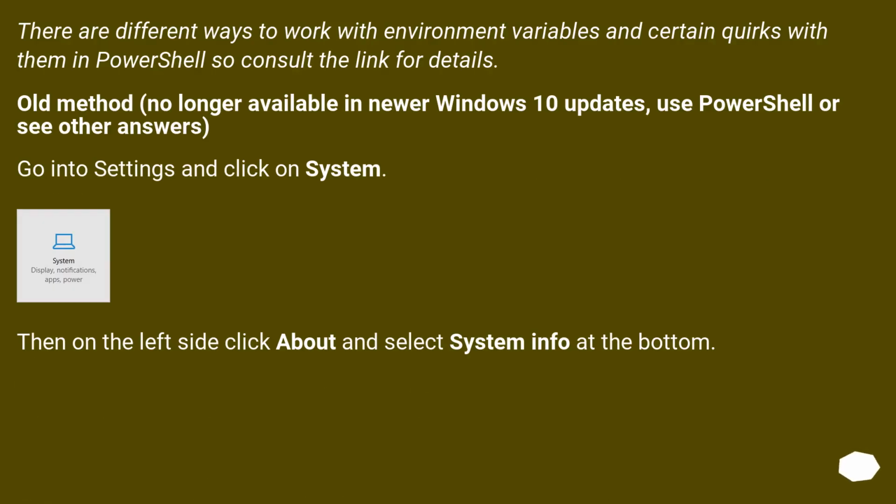There are different ways to work with environment variables and certain quirks with them in PowerShell, so consult the link for details. Old method, no longer available in newer Windows 10 updates. Use PowerShell or see other answers. Go into Settings and click on System. Then on the left side click About and select System Info at the bottom.